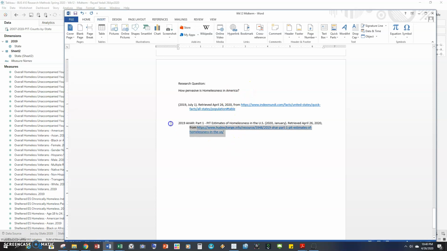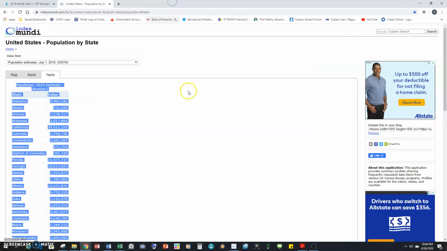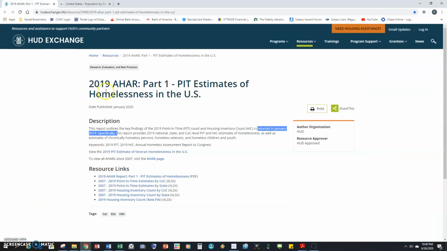The websites that I found online, it's basically two. The main one is from the Housing and Urban Development Department of the government, under the AHAR, which let me see if I can bring that up real quick. It is the 2019 AHAR, an annual homeless assessment report to Congress, conducted in January 2019. I pulled the 2007 to 2019 point-in-time estimates by state, which is an XLSX file.